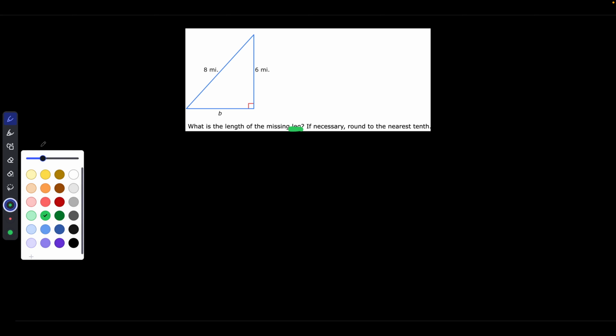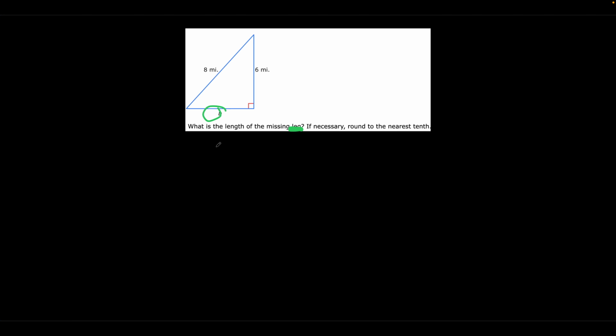Here we go. So it says, what is the length of the missing leg? Missing leg. And leg here refers to this missing side of the right triangle. Now, Pythagorean theorem, named after famous Pythagoras, can only be used in right triangles. Okay, we know this is a right triangle because of the red mark.